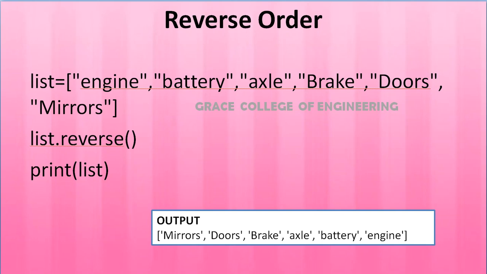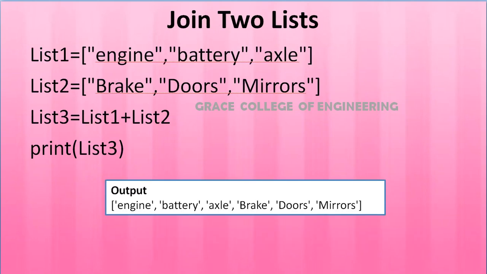And reverse order. Simply if you use this reverse function, you can get the reverse order as an output. And if you want to join two lists, you can use the plus operator. List 1 is created, list 2 is created, then list 3 is equal to list 1 joined by using the plus operator with list 2, stored in list 3, and print list 3. You will get the output this way: engine, battery, axle, brake, doors and mirrors.